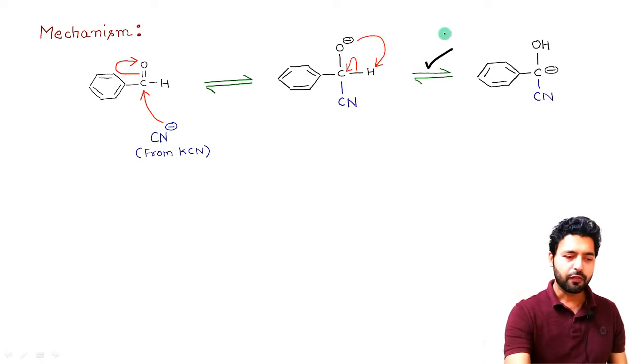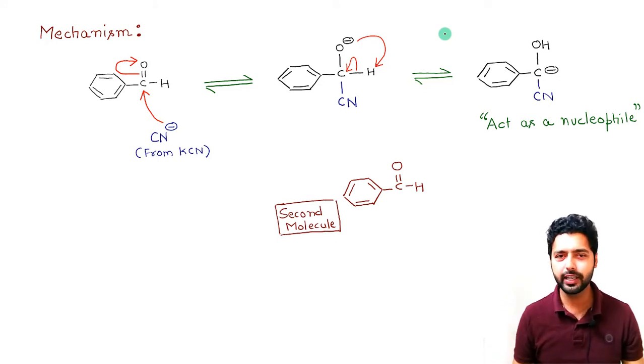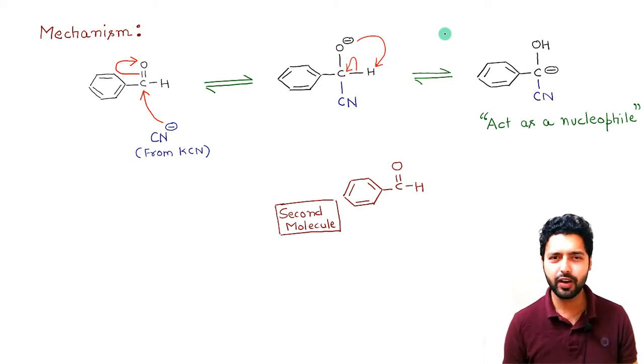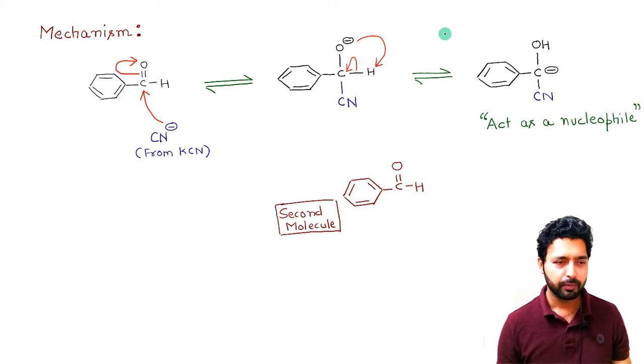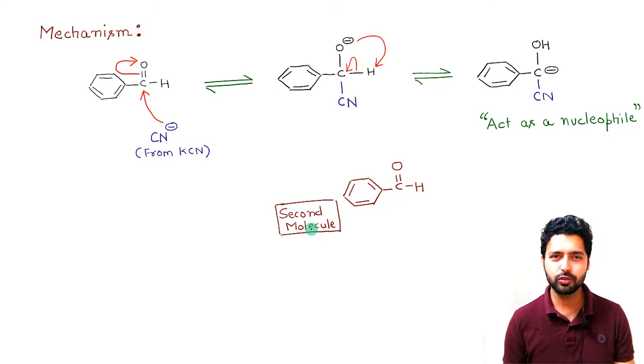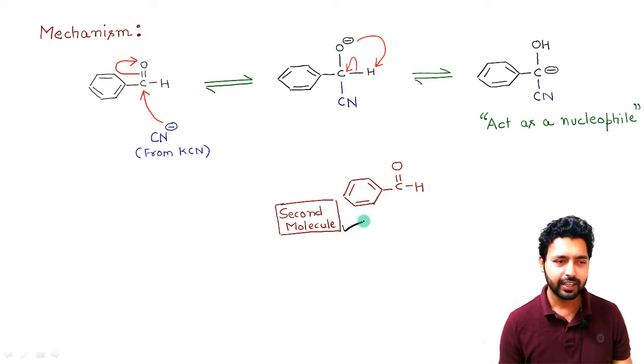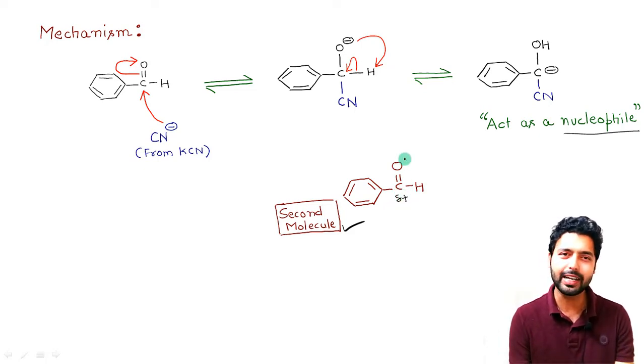Now after that, as soon as this species is formed here, it will act as a nucleophile in this reaction, because in the starting I have told you that the whole reaction starts from two molecules of benzaldehyde. So here you can see that this is the second molecule of benzaldehyde, and once the nucleophile has been generated here, it will attack this carbonyl carbon because it has a partial positive charge and it is the main electrophilic site here, right?